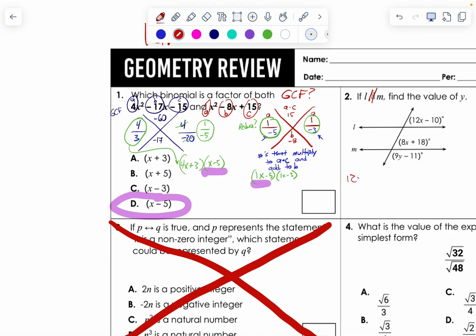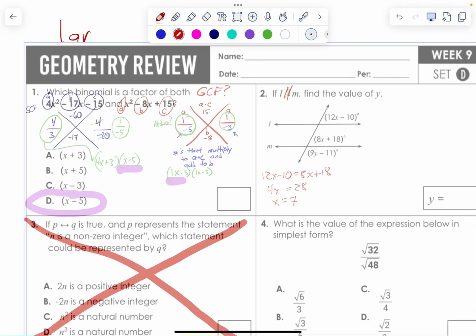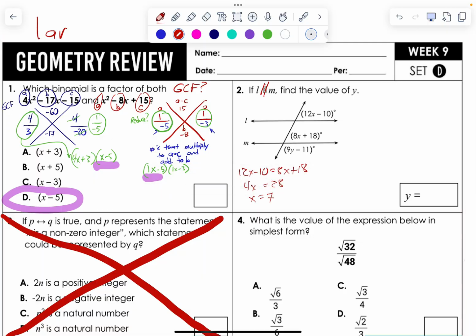So 12x minus 10 equals 8x plus 18. Subtract your x, add your 10, and we get x equals 7. Okay, but that's not the answer. We need y. Again, this thing got shifted. It's annoying, but hey, I could move it. Sweet. It says find the value of y.